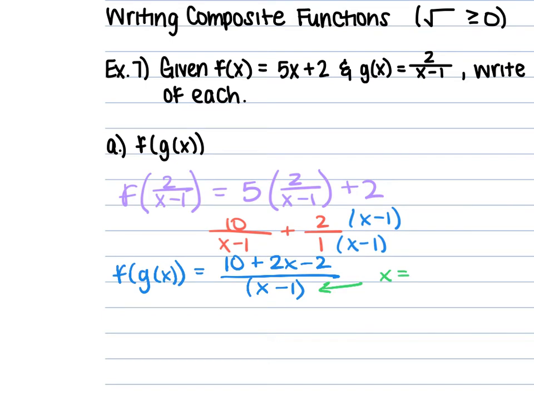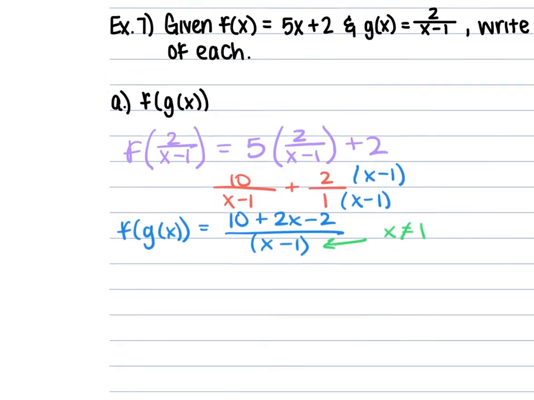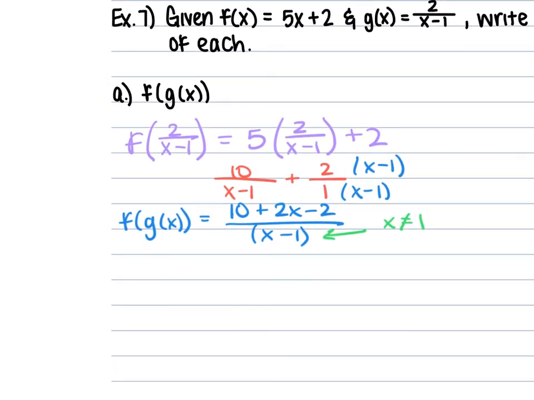Now from here you can say that x cannot equal what? Well, we don't want 0 in the denominator, so x cannot equal 1 here. x minus 1 is not equal to 0. Move the 1 over by adding it, x cannot equal 1. So when we simplify this, the 10 minus 2 is 8. So f of g of x is equal to 2x plus 8 all over x minus 1.